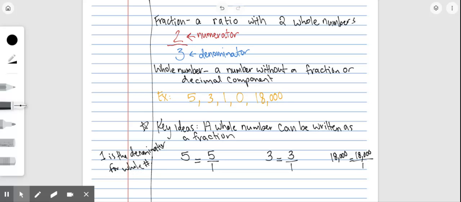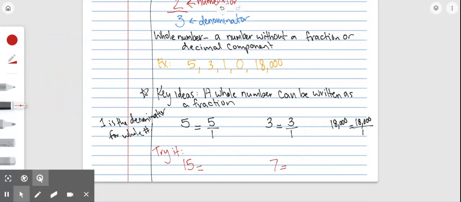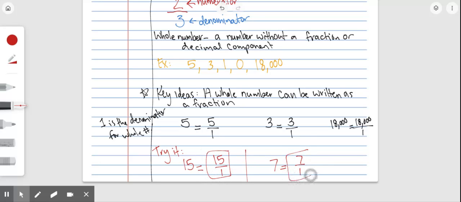Okay, so a quick try it I want you to do is write 15 and 7 as fractions. So write 15 as a fraction and 7 as a fraction. Go ahead and pause this and do that. All right, you should be back by now. So 15 as a fraction is going to be 15 over 1, and 7 as a fraction is going to be 7 over 1. So if you got either or both of those, nice job, give yourself stars. Again, all you're doing when you're making a whole number into a fraction is putting it over the number 1.